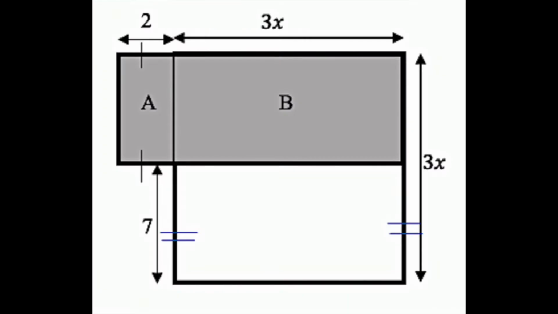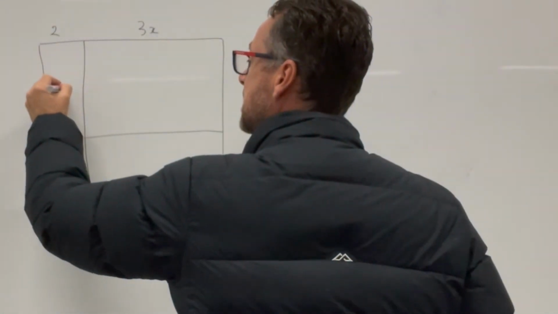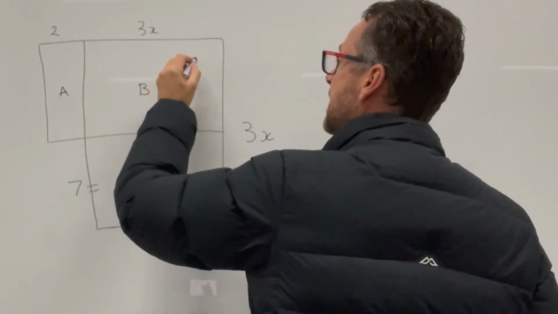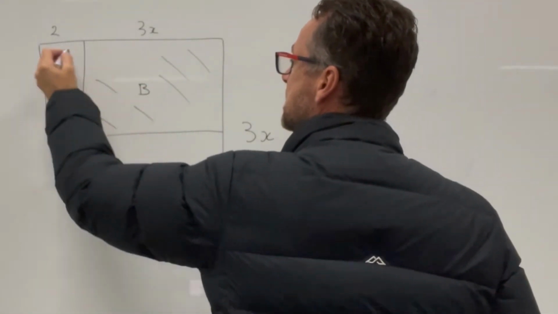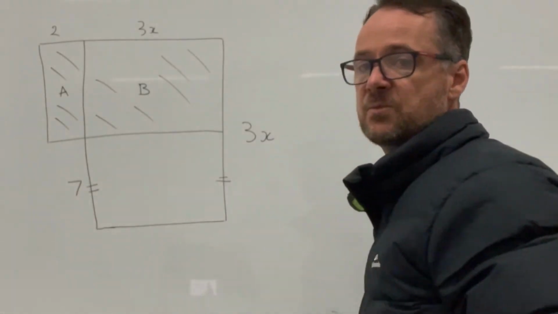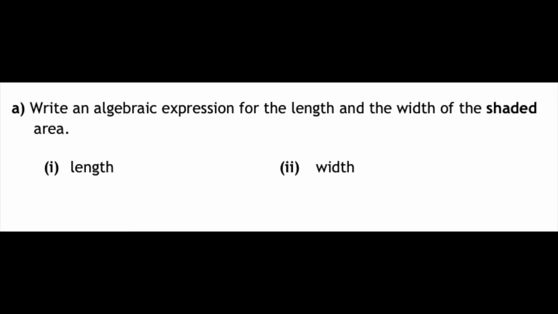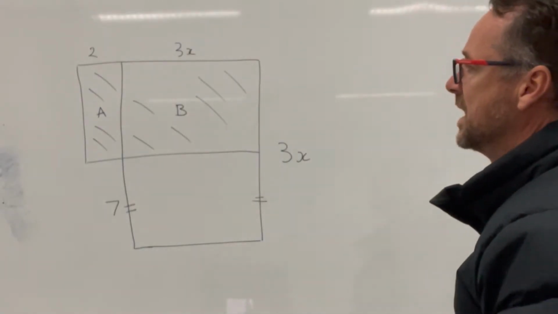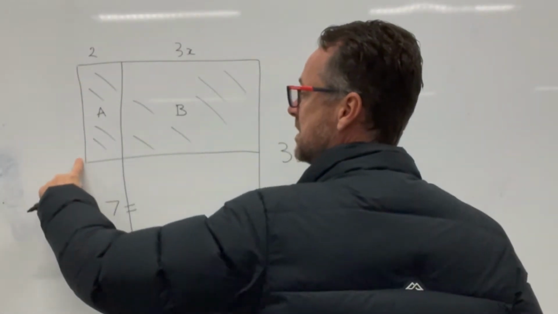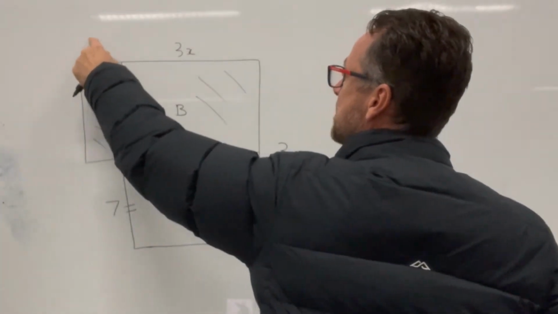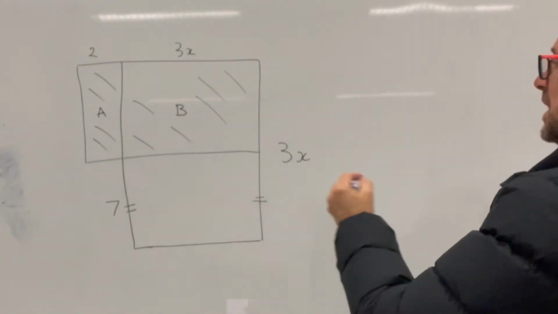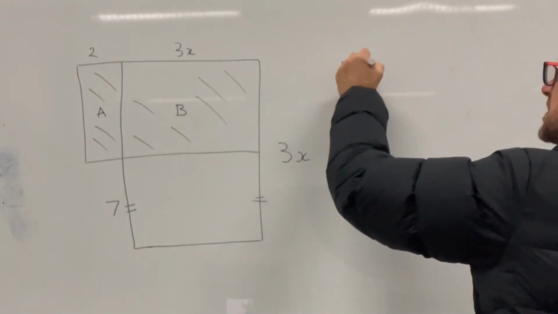Here we have a series of rectangles. This one here is labelled A. This one here is labelled B, and this bit here is seen as the shaded area, where obviously A and B are the shaded area. The first thing it asks us is to create algebraic expressions for the length and width of the shaded area. So we need a width of this part here, and then we need a length of that part there. Let's do the length first.